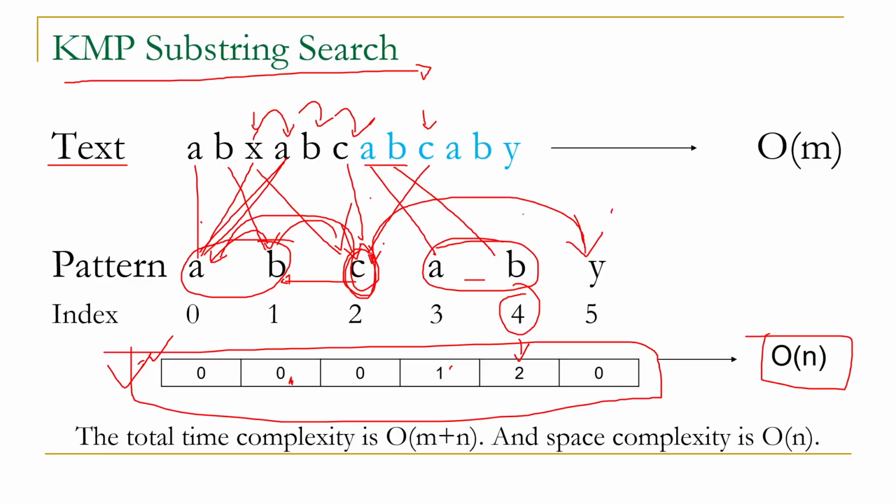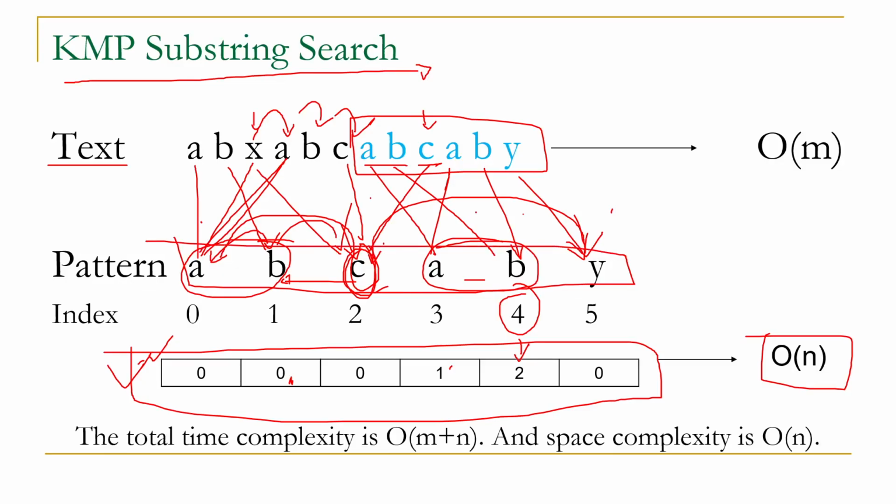So here again we come to the point. Now we can see the c and c is matched. Again a and a is matched, b and b is matched, and Y and Y is matched. Finally we can find this pattern in the text. This is how the algorithm works.